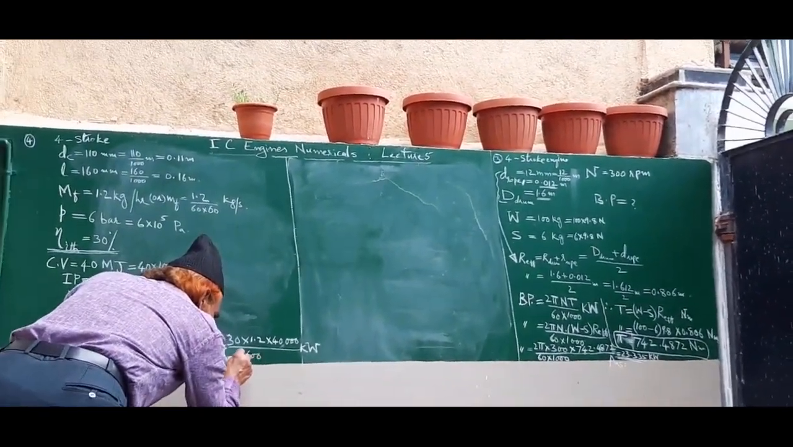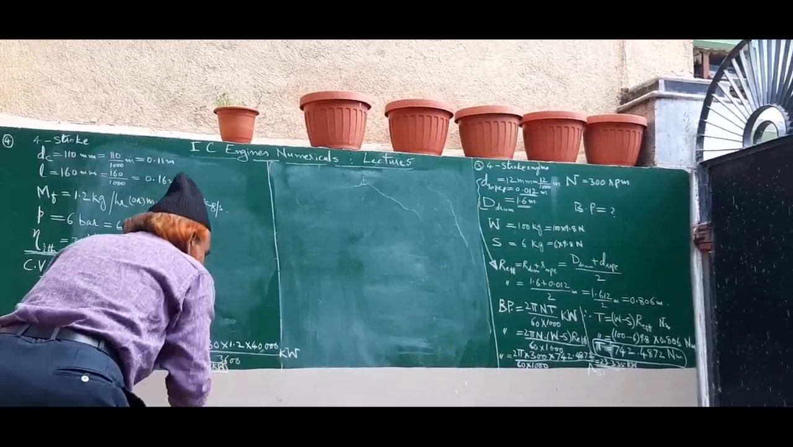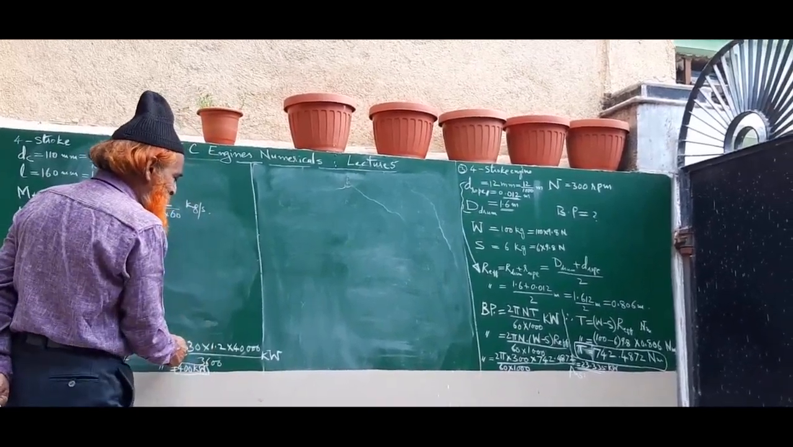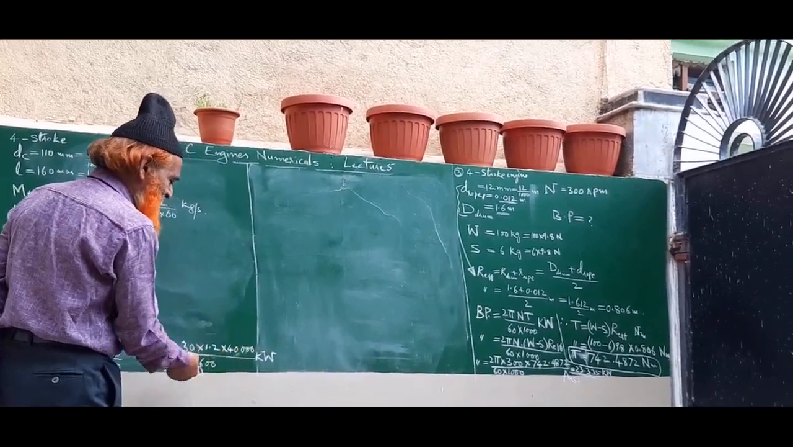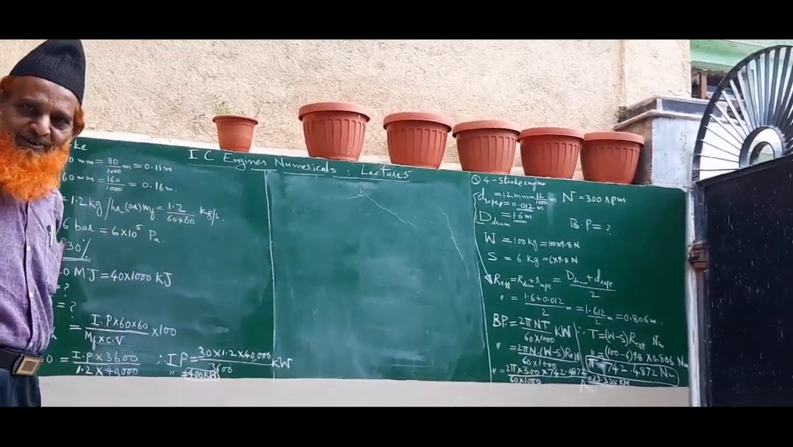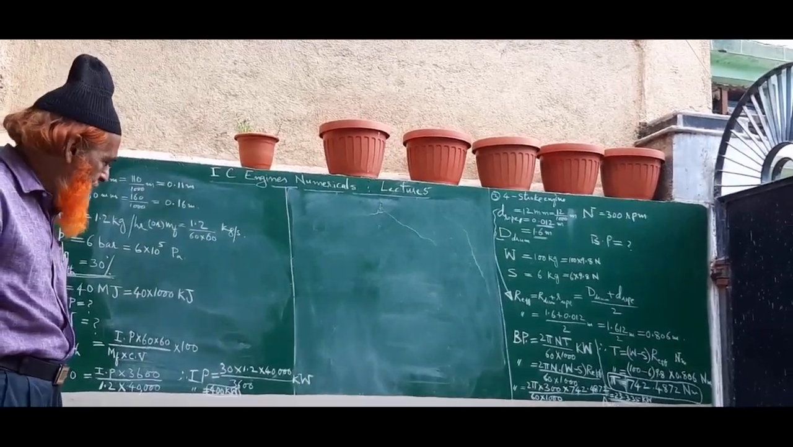Very simple calculation. Orally also you could have done. No? 12 3 is 36. 36 gets cancelled. 2 zeros get cancelled. 400 you are getting. Very simple. 400 kilowatt is the IP.